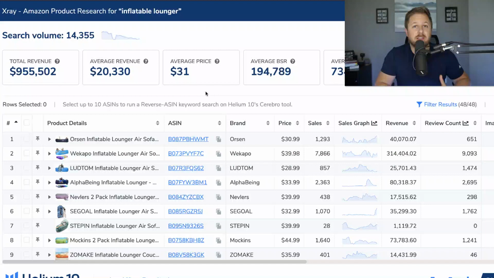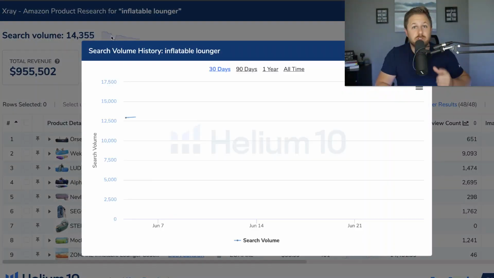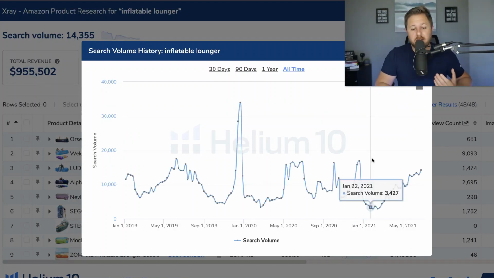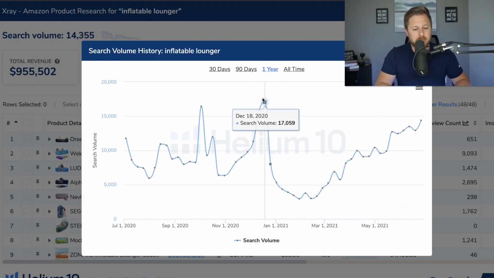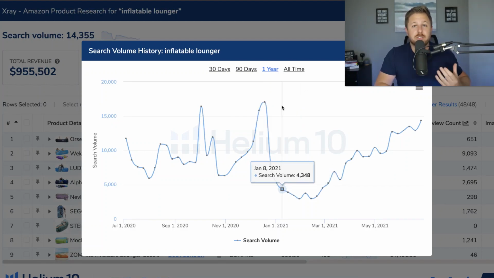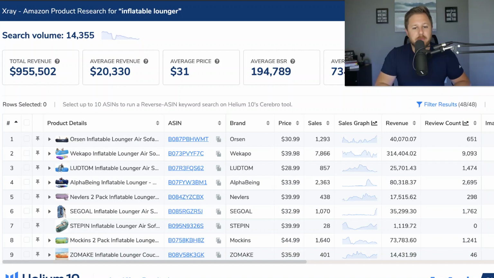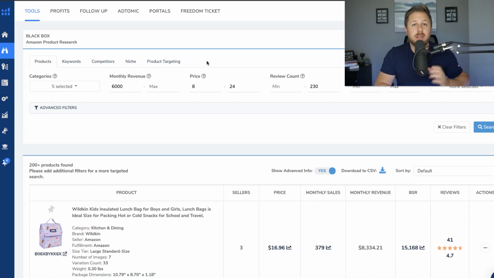Another thing I like to do, I come up here to where it says search volume, and we want to check the search volume history. So I'm going to go to all time. This chart is kind of all over the place. I always check this to see if it's seasonal. If we go to the last year, you could see there weren't too many spikes. There was one right here in December. But that's another thing to look at, the search volume history. You want to make sure there's no seasonality. You're not going to sell it in the summertime, and then it's not going to sell for the rest of the year. Now I'm getting off topic, so let me go back to Black Box and show you another method.